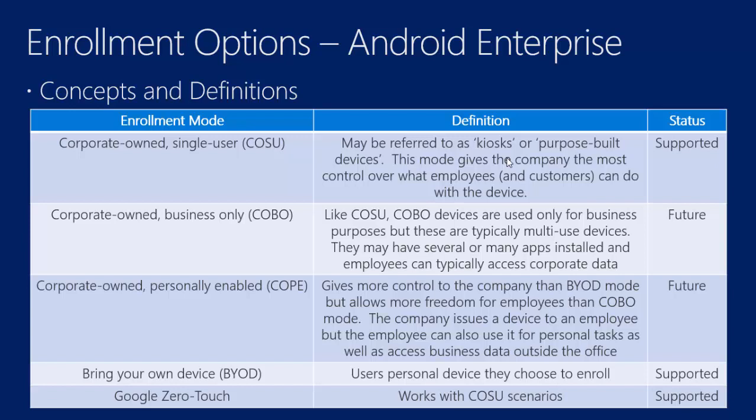Basically, this is an enrollment mode that enables devices to be plugged in as kiosks and works with COSU scenarios, right? So Google Zero Touch is supported, very similar to what we've talked about with Apple DEP or Windows Autopilot. Definitely different way of doing things, right? But the concept is very, very similar. And again, we're talking about Android Enterprise. Just to be very clear, there is another style of enrollment that we'll talk about in a minute with Samsung. And so Google Zero Touch is specifically for Android Enterprise.